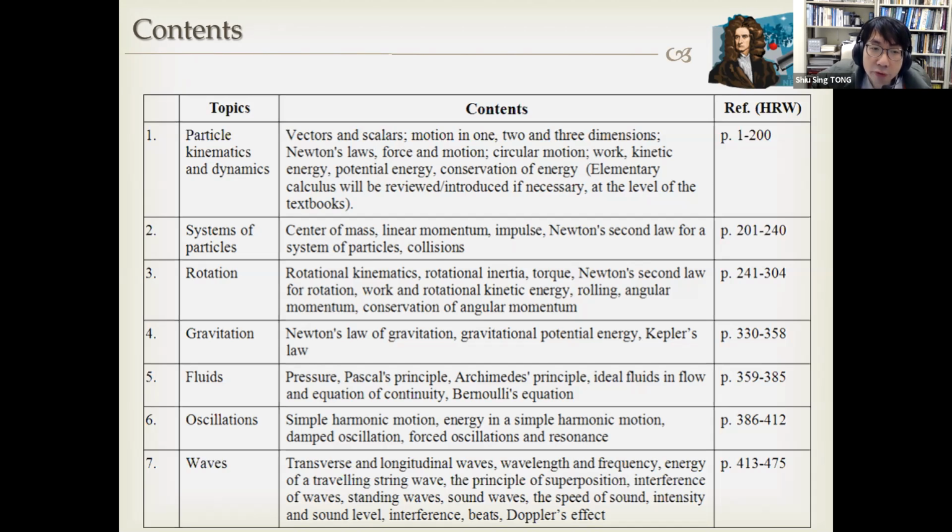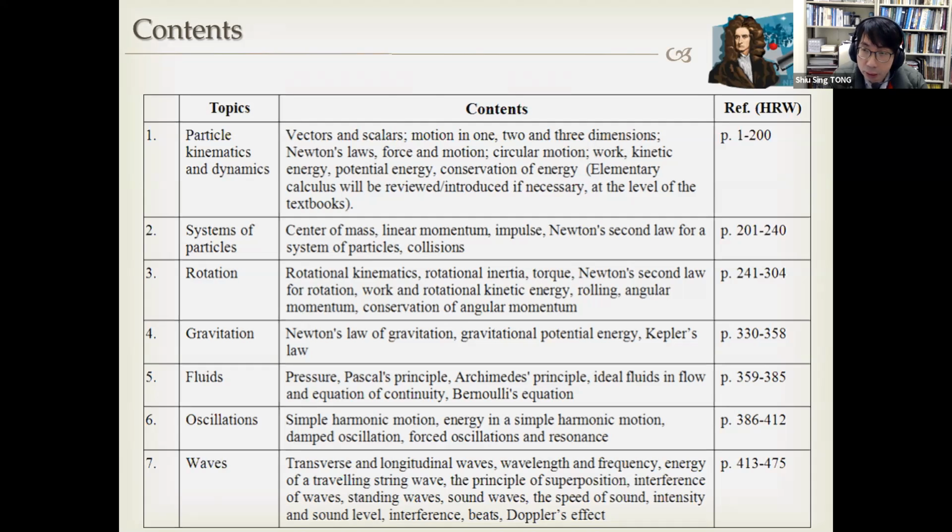And on topic 5, we have fluid motion and fluid pressure. Pascal's principle is about the distribution of pressure inside a fluid. We also discuss the buoyancy force, or the upthrust force, the force that lifts up an object when it's immersed in water. So that is Archimedes' principle. And we also discuss ideal fluid flow and the conservation of mass, that is the equation of continuity, and also Bernoulli's equation, which describes ideal fluid flow. This topic is actually new for you. We don't have a discussion about fluids in high school.